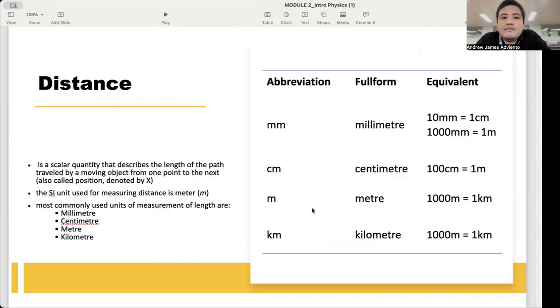We also have the distance. Distance is very important as well in understanding physics. It tells us how far an object has traveled regardless of direction. It is a scalar quantity and it is measured in meters, and other common units include millimeter, centimeter, and kilometer.